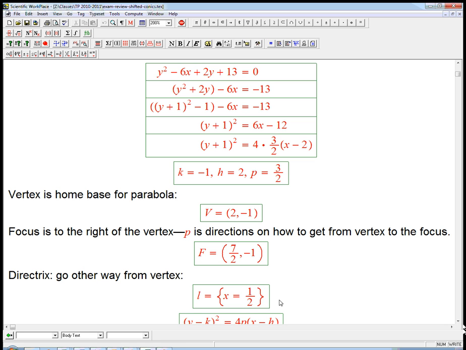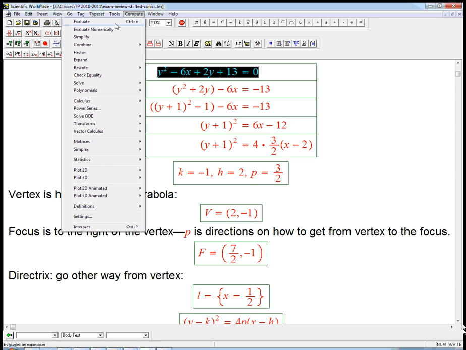Okay, so let's look at this thing. Let's go ahead and graph it. So I'm going to cheat a little bit, let the computer do it.